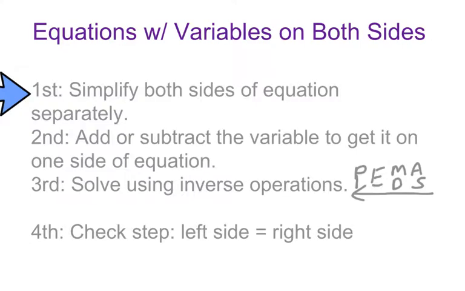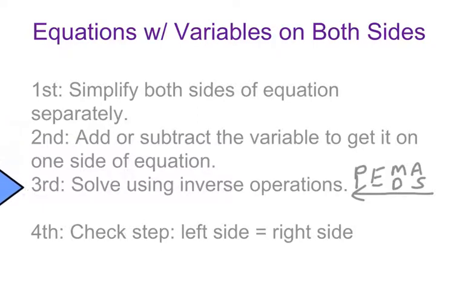All right, we're going to take a look at solving equations with variables on both sides. Please jot down these 4 steps. First step, simplify both sides of the equation separately. So in other words, we're just combining like terms. Second step, add or subtract the variable to get it on one side of the equation.